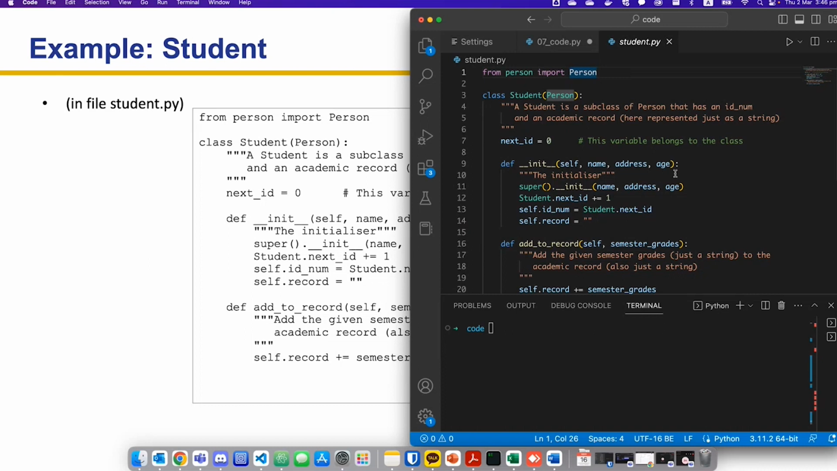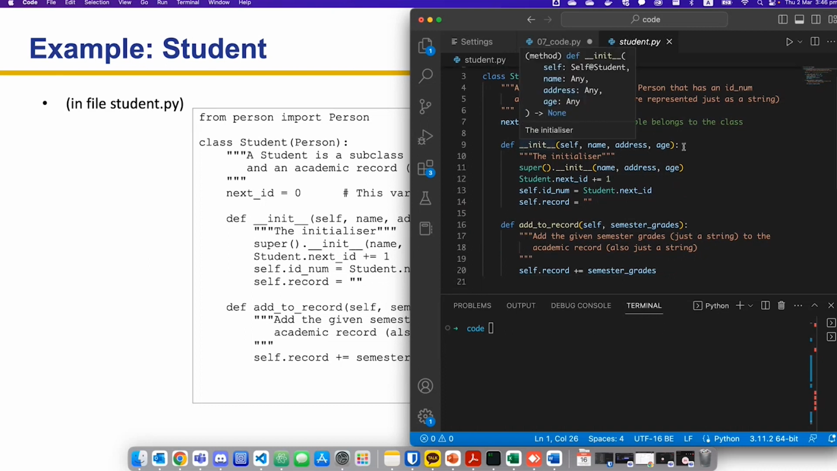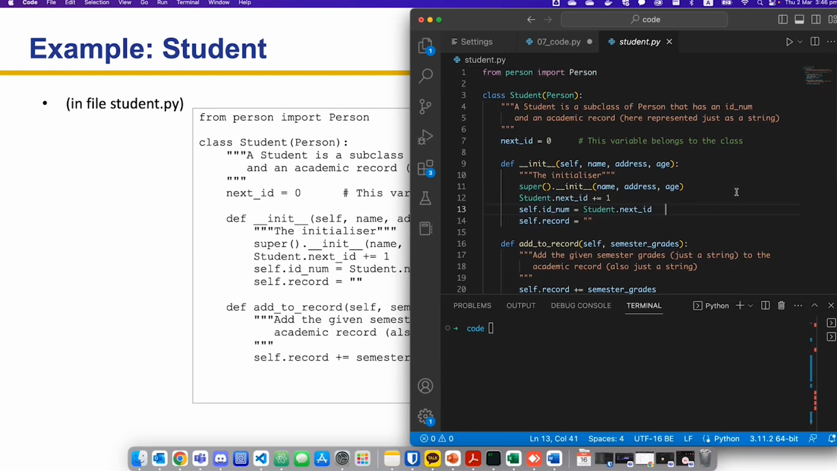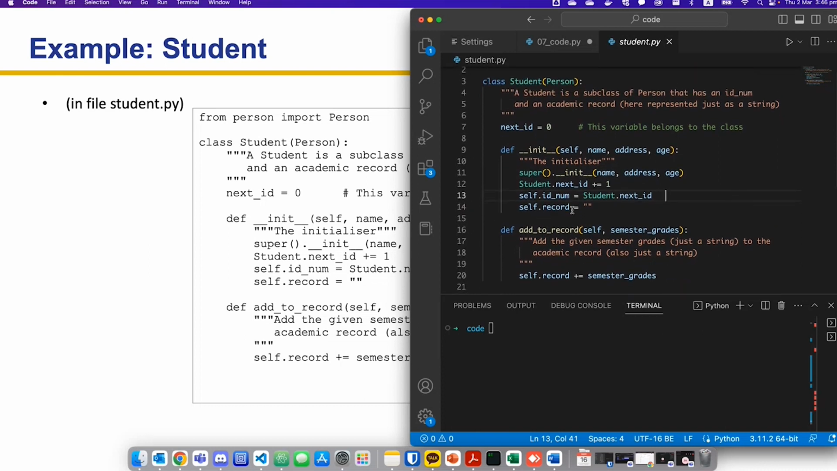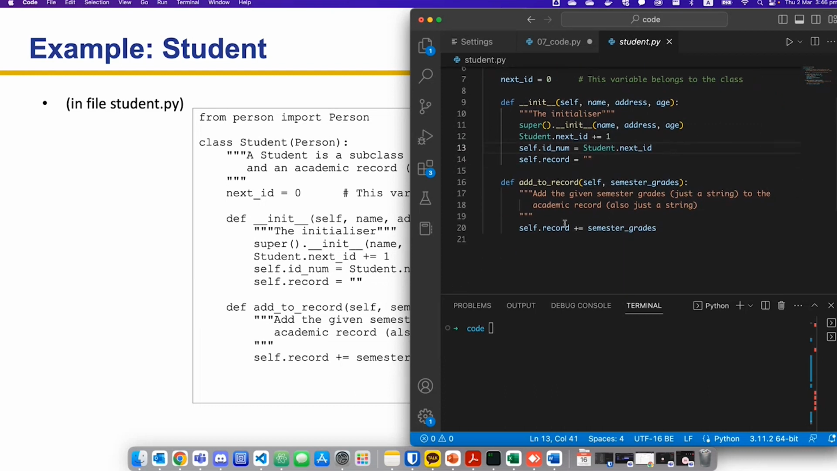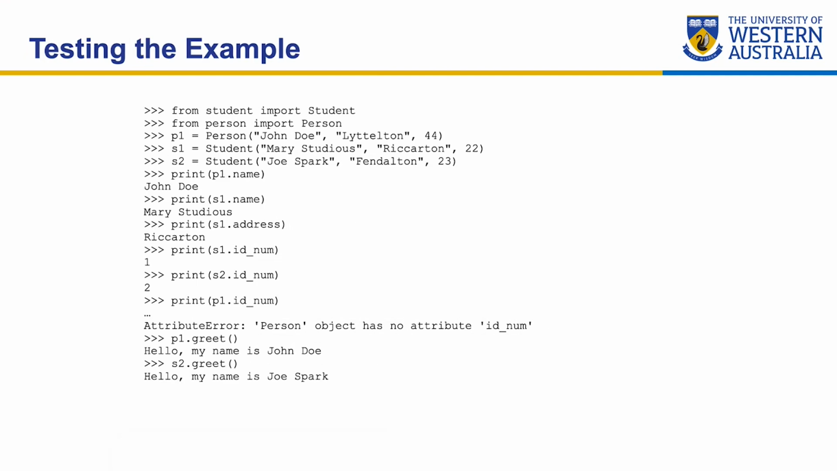And inside the student, we have initialization. Okay. Which has a super. I'll explain this in a second. And then student has student.nextId plus equals 1. Okay, self.id equals student.nextId. Then self.record is currently empty, and we have some sort of a method to add the semester grade into the record. Okay. So we can quickly test these things.